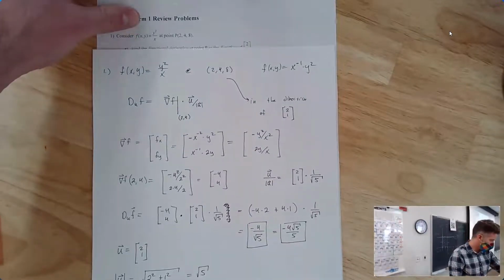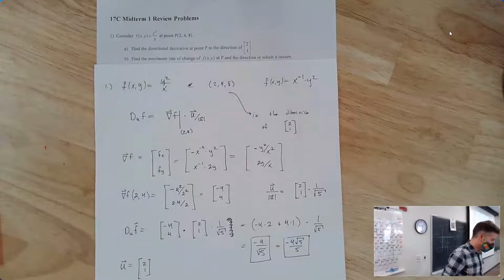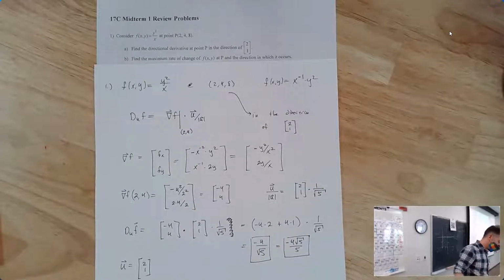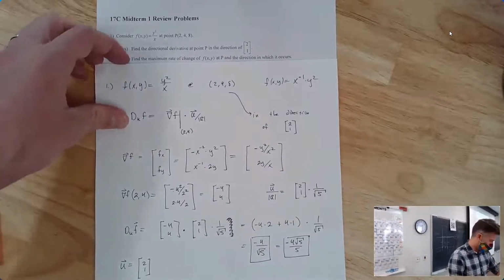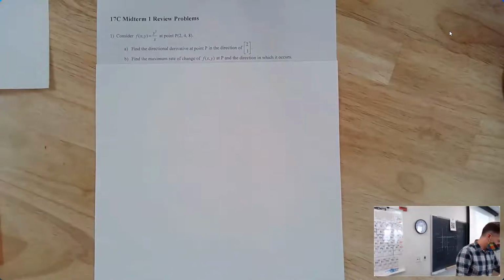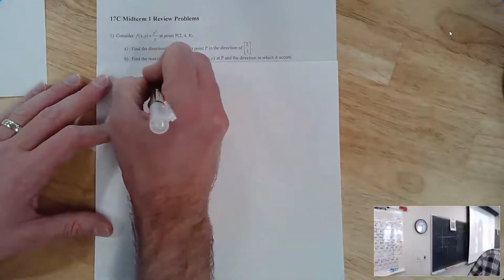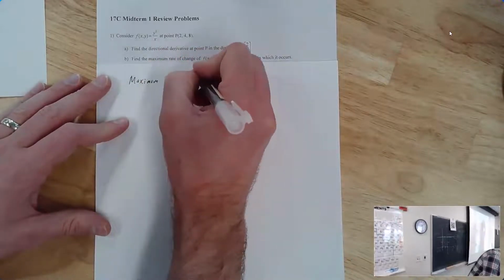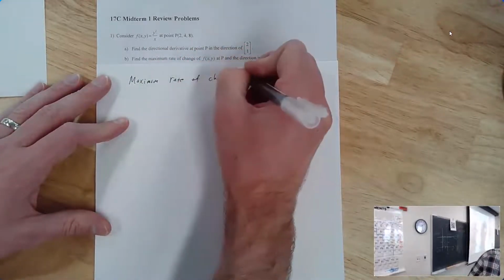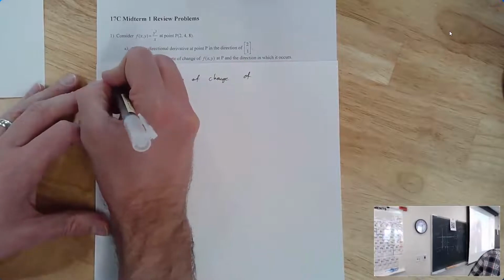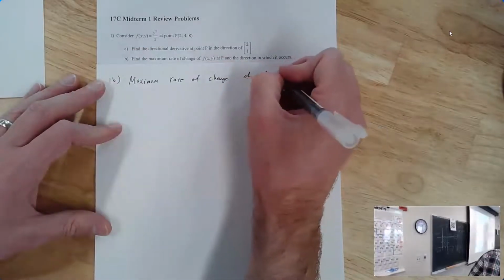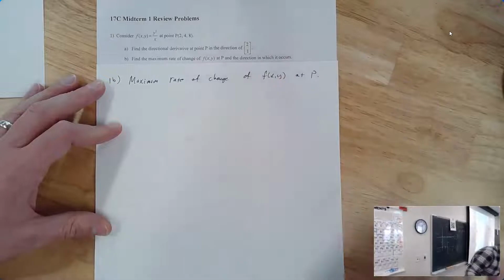Find the maximum rate of change of f(x, y) at the point P and the direction in which it occurs. Okay. So the maximum rate of change of f(x, y) at P.